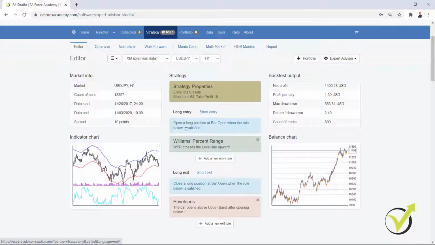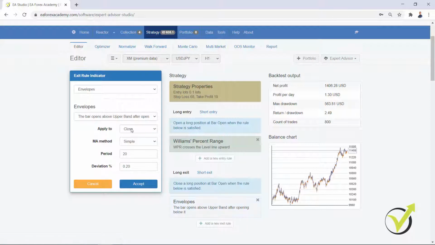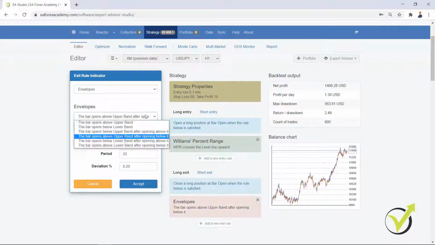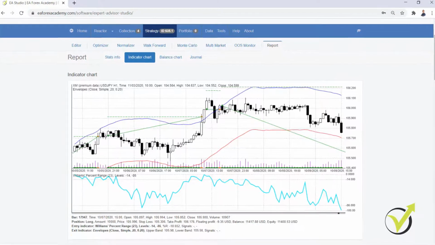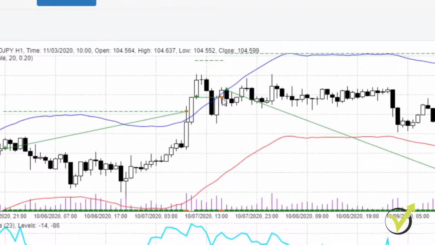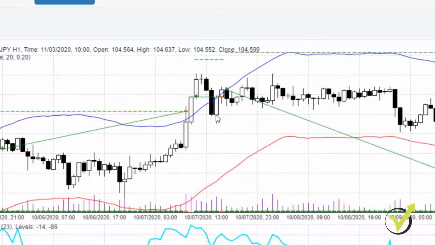Okay, if I go back to the editor one more time and I click on envelopes, the bar opens above the upper band after opening below it. We have the bar that opened above the upper band after opening below it. And this is actually a very interesting situation and example that I caught here accidentally, and I want to explain it a little bit more. So stay with me, this is very important what I will tell you in the next few minutes.